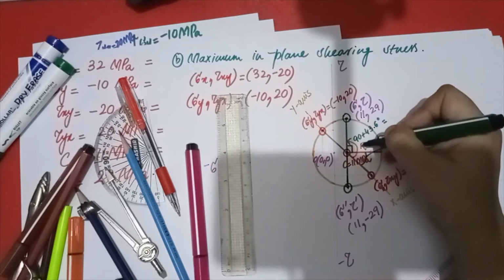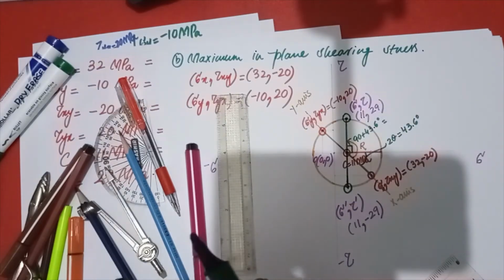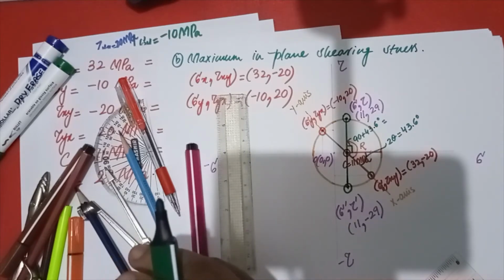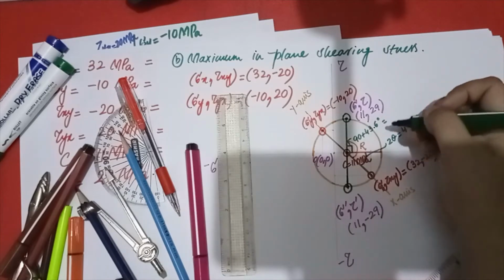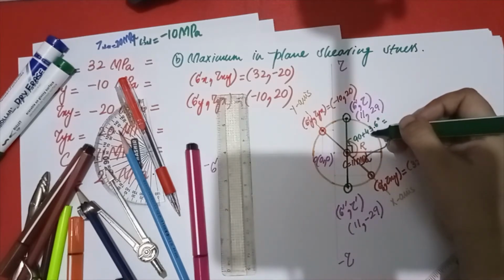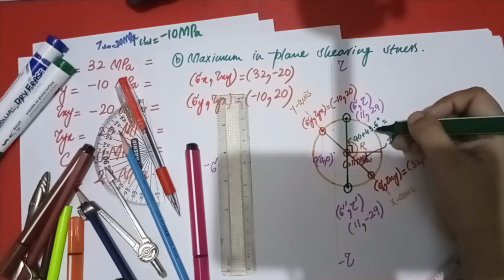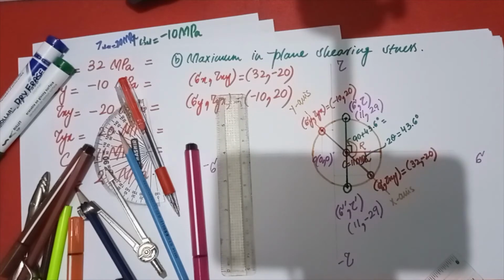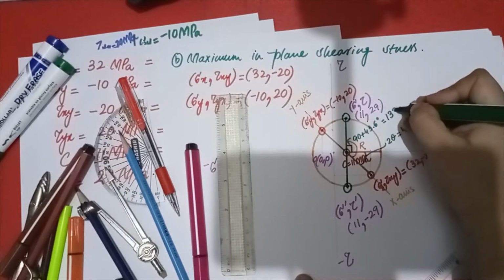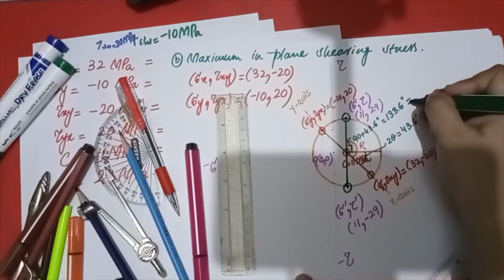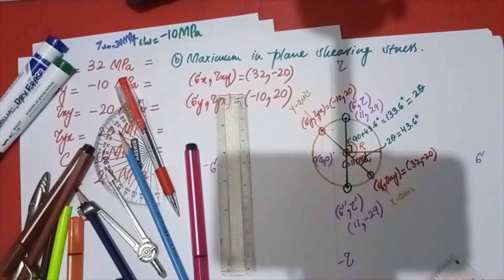How much will it be? Let us calculate it. Like for example, 9 plus 4 is 13. When I add 90 and 43.6, this is 6, 3, and 9 plus 4 is 13, so 133.6. So it is coming out to be 133.6, which is equal to 2 theta for the maximum shear stress.